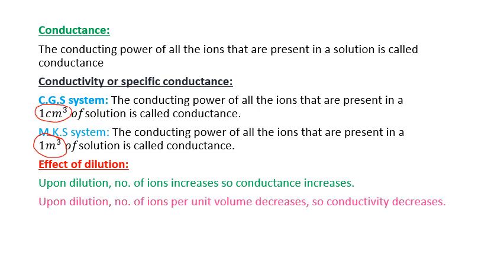Yes, this one is important. Upon dilution, the number of ions increases, but the number of ions per unit volume decreases, so conductivity decreases. These two statements are very important and you may get confused here. Conductance increases on dilution, but conductivity decreases on dilution. Why? The number of ions per unit volume decreases, so conductivity decreases. Very important statements.